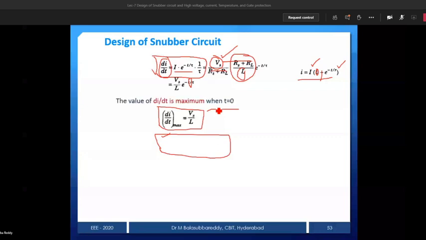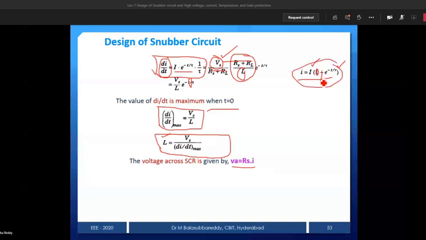Same thing I mentioned here. You can see VA, voltage across the thyristor or anode voltage, that is equal to Rs into I. But already you know what is the I. I is equal to capital I into 1 minus e power minus t by R. Just you substitute that and apply differentiation. So dV by dt is equal to Rs into I, which is nothing but di by dt. And again you substitute the maximum value: dV by dt max is equal to Rs into di by dt max.